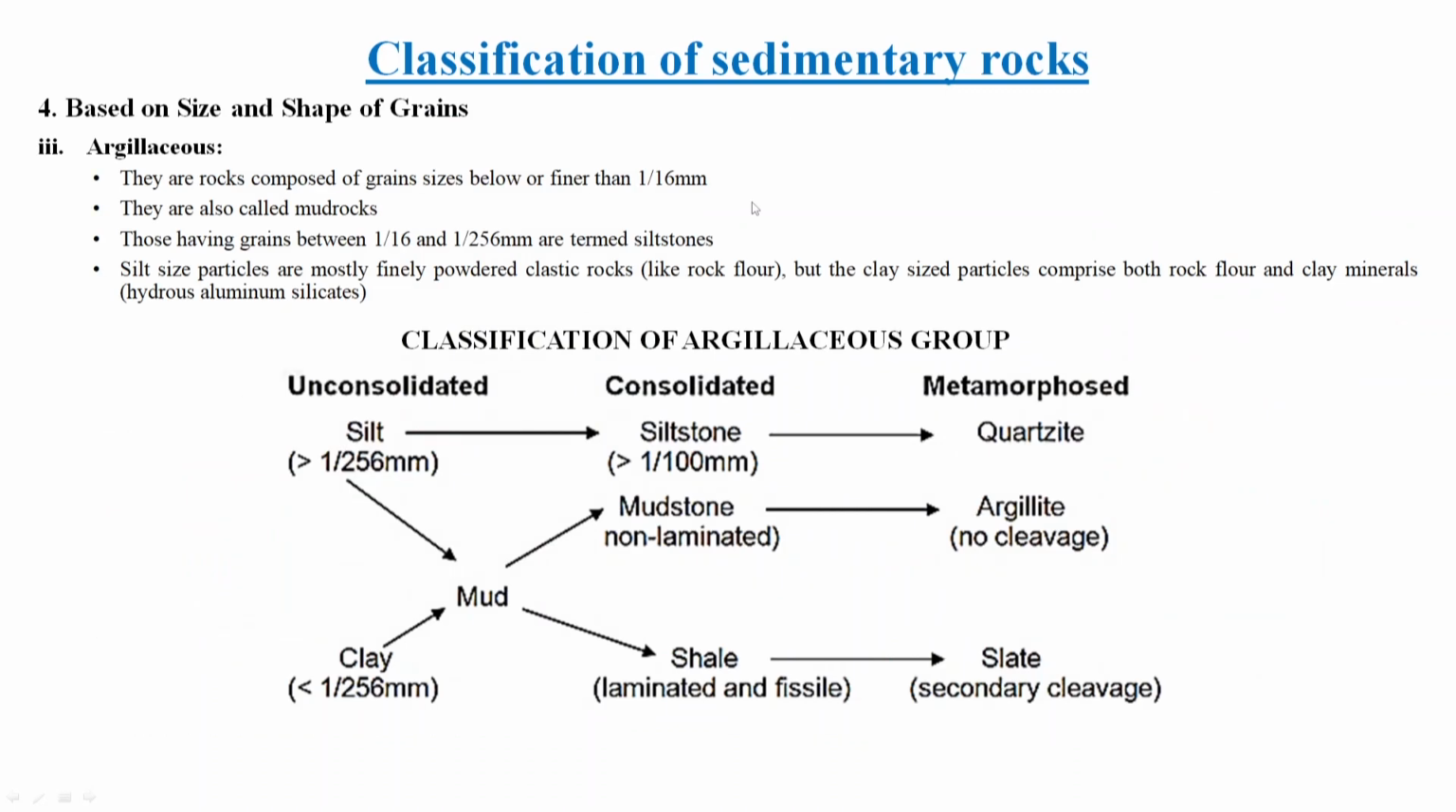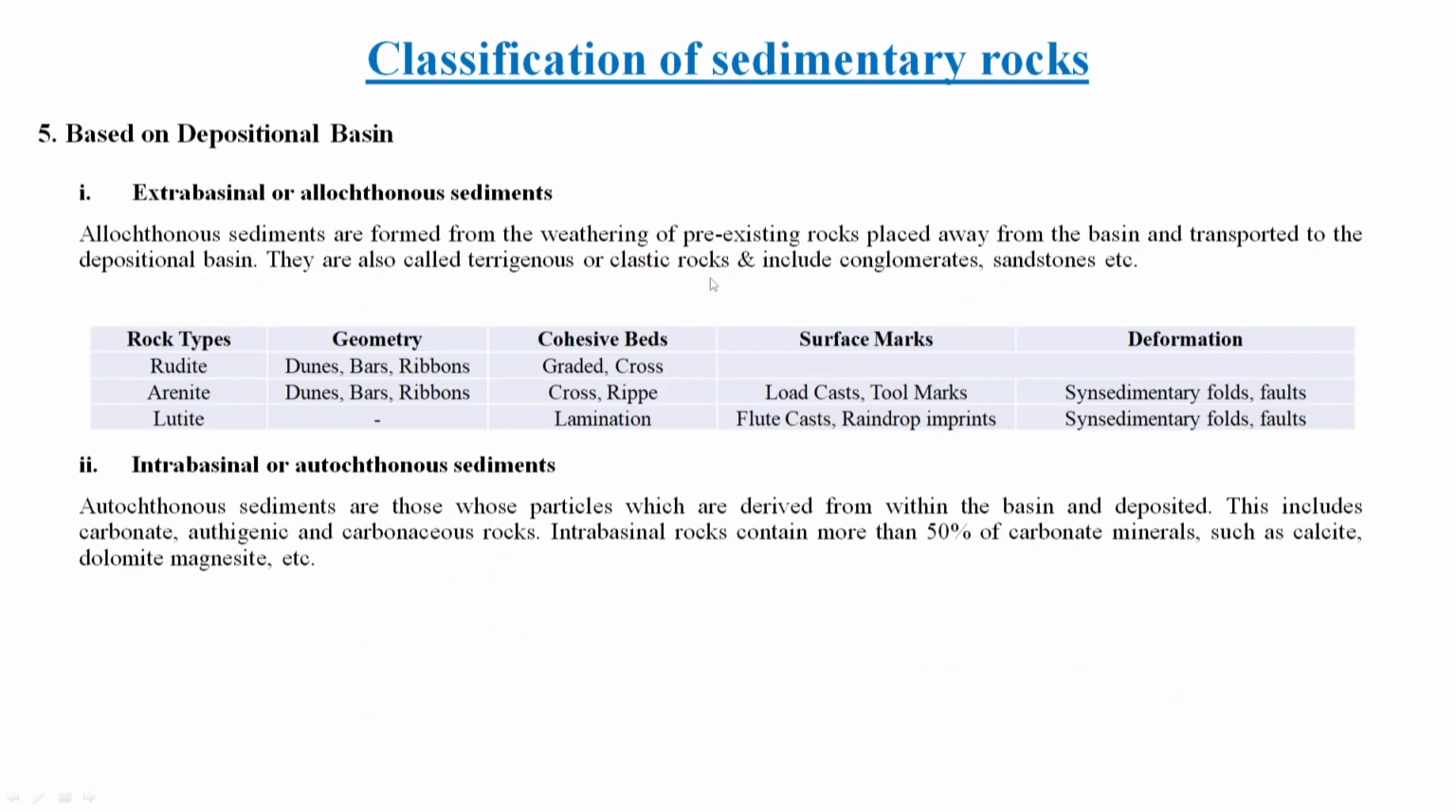And the other class based on the size and shape of grains is argillaceous, where the representative rock type is shale. Here, if I look at this, the main constituent grain size will be finer than 1/16th of a millimeter, and again you have the clay minerals dominating this particular group of argillaceous sedimentary rocks.